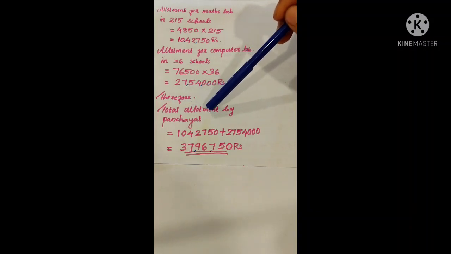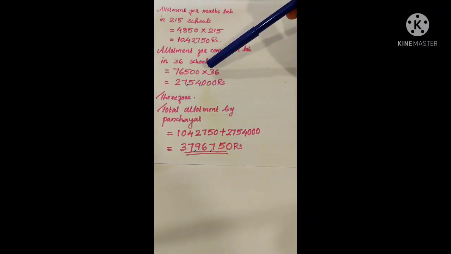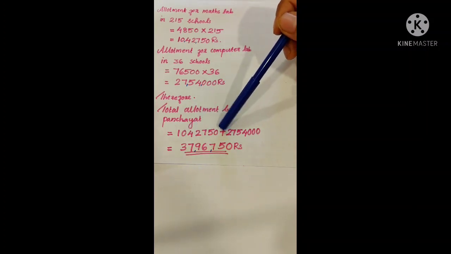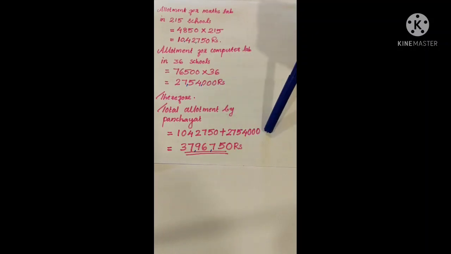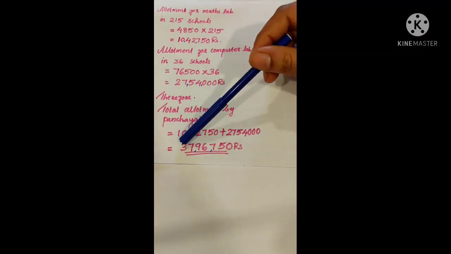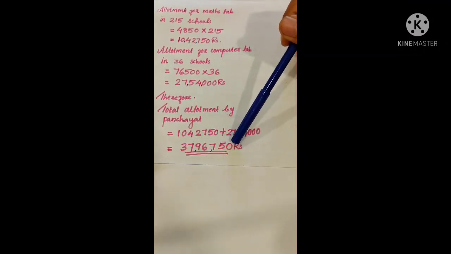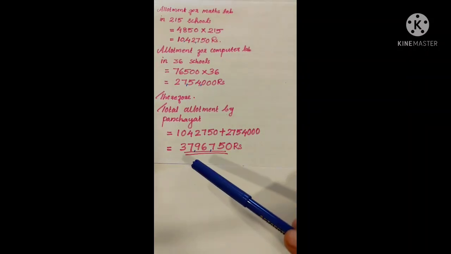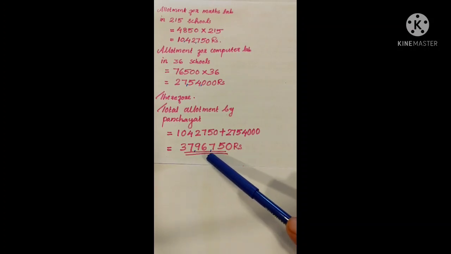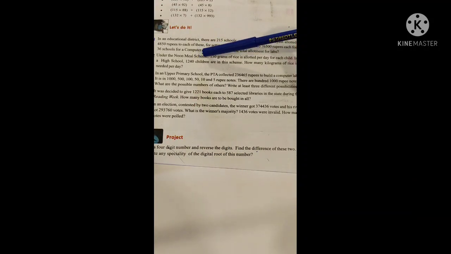Therefore, the total allotment for setting up these two labs is equal to 10,42,750 plus 27,54,000. By adding these two numbers, we get the sum as 37,96,750 rupees. That means the total allotment provided by the Panchayat is 37,96,750 rupees.